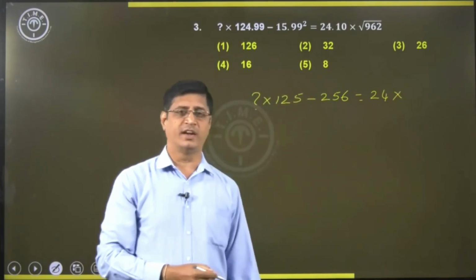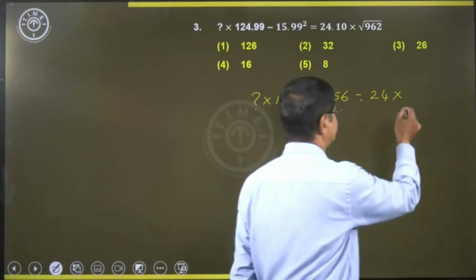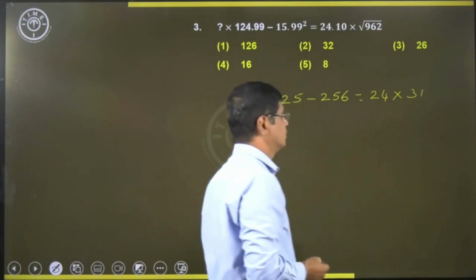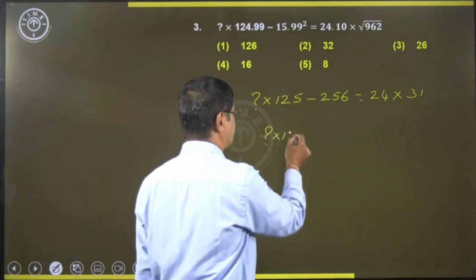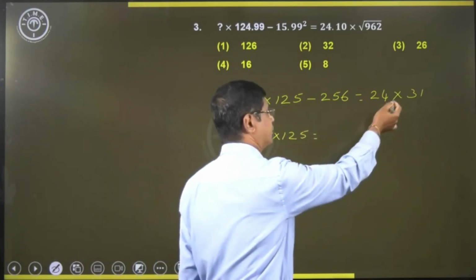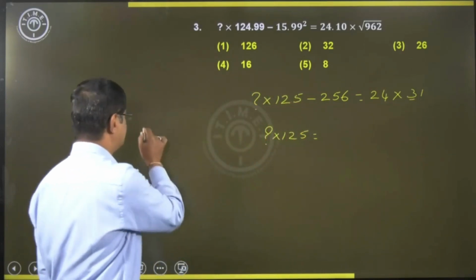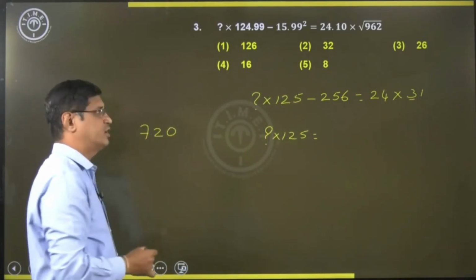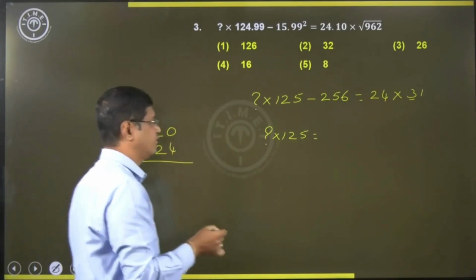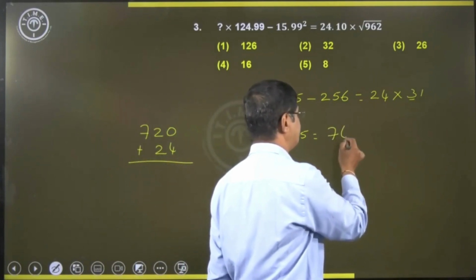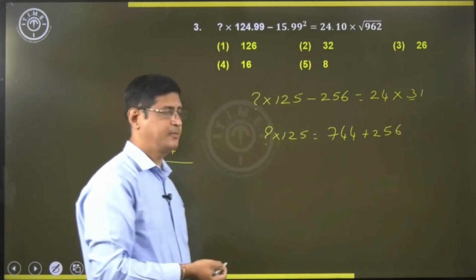962. Yes, my dear students, 962 is not a perfect square. The nearest perfect square is 961, which is 31 square. Now simplify this. What is the result? Question mark into 125 is equal to the product of these two numbers: 3 times 24, that is 72. But 3 is in the tens position, so the value is 720. 1 time 24, that is 24. Add these two values, 744. So 744 plus 256. Now simplify.